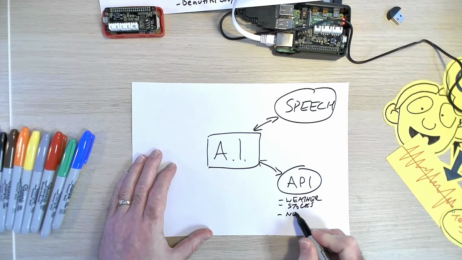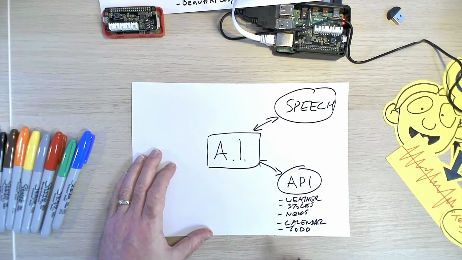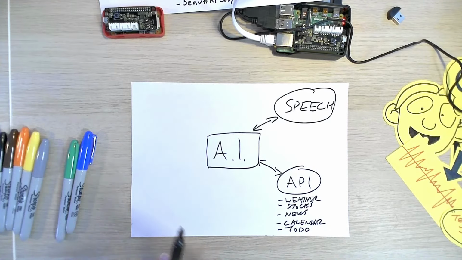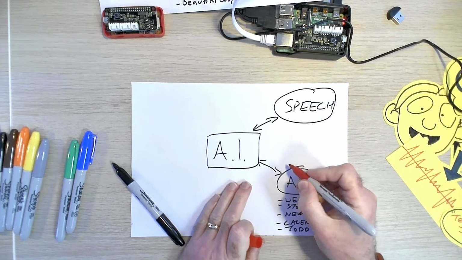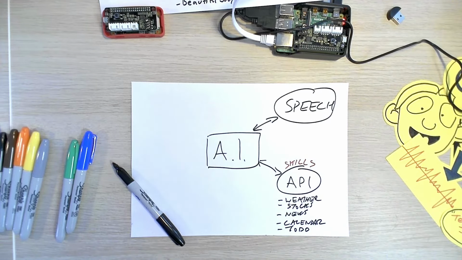We might want to look at news. Oops, I have terrible handwriting, as you can see. We might want to look at what is our calendar, what are we doing, and we might also have a to-do list. So we might have some to-dos on there. And I would say these are all skills. So these are things that we can develop and build upon later on. So that's going to be our skills.